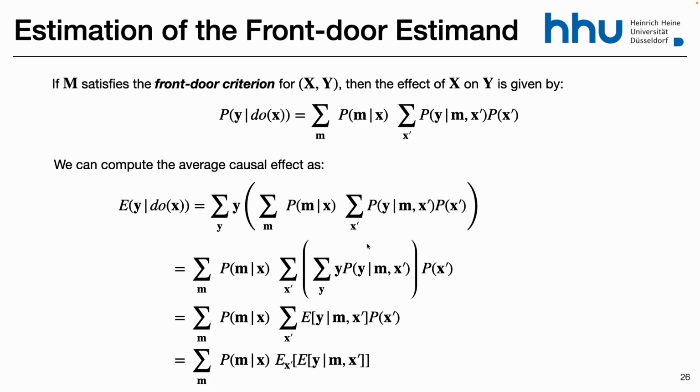And now between parentheses, it's again the conditional expectation of y given m and x prime. That's the definition of conditional expectation. So that's what I'm doing here. And since this is a function of just x prime, because m is fixed, so this is a sum over m, so when I compute this, m is fixed. So this sum here is just a sum over one particular m, and this is a function of just x. So this is actually the expectation over x of this function.